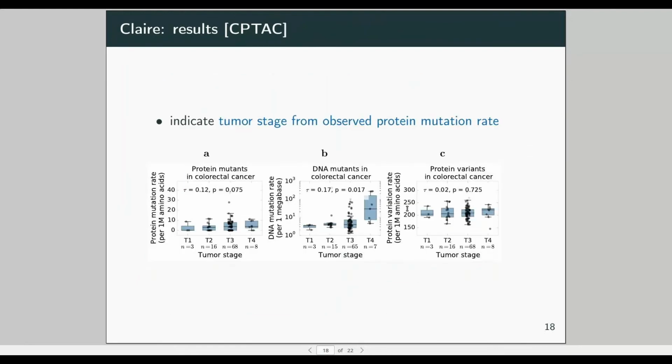Another thing one can do is to indicate the tumor stage from the protein mutation rate, although it's by far not clear cut that one can do that, because the number of variants is typically low, especially in patient samples. But it showed some promise in the sense that the protein mutation rates grew over the stages, similarly as they did for the DNA mutants. Here again, as a control, nothing is really going on when you are interested in germline variants.